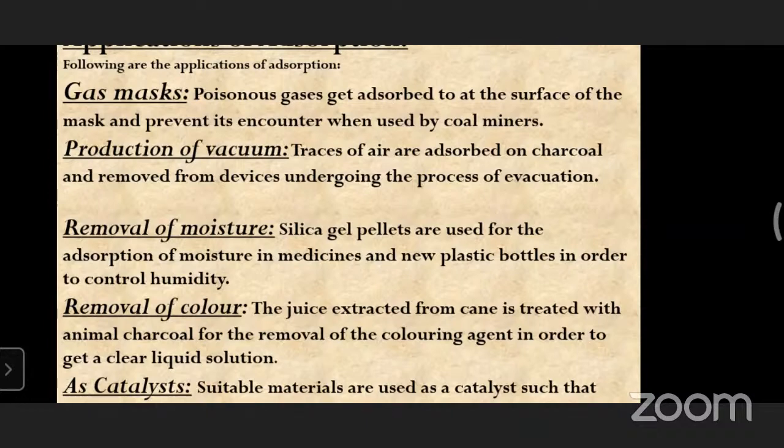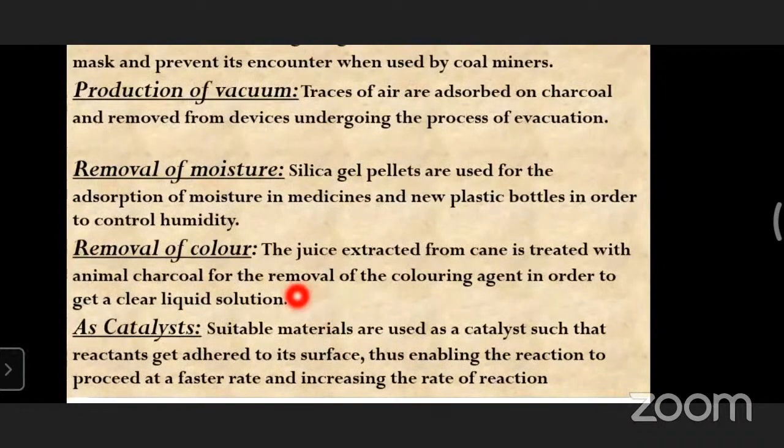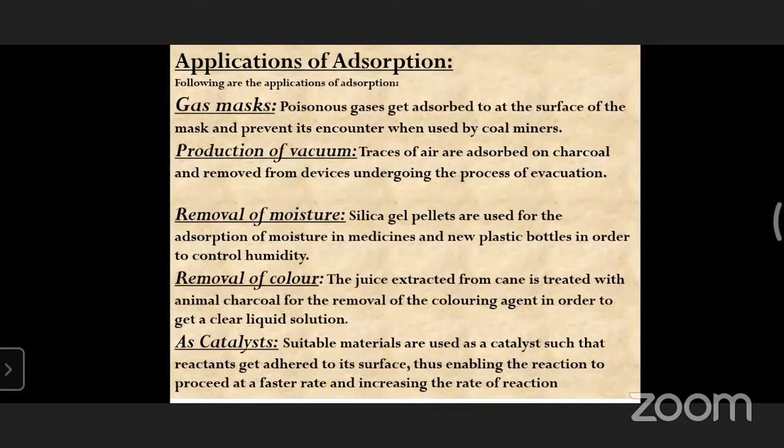As a catalyst also, this adsorption phenomenon works. Suitable materials are used as a catalyst such that reactants get adsorbed, adhered to its surface, thus enabling the reaction to proceed at a faster rate and increasing the rate of reaction. So adsorption also works as a better catalyst for suitable materials, because the reactants get adhered to its surface. Because of that, we observe a faster reaction, and the reaction will be completed within a shorter period of time.